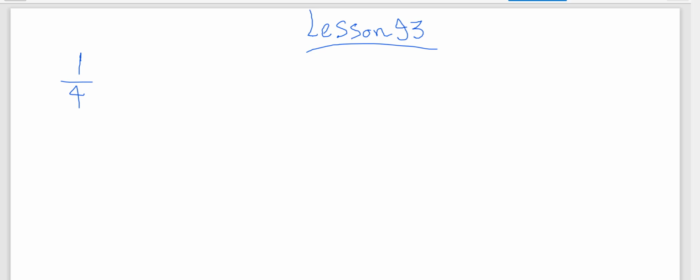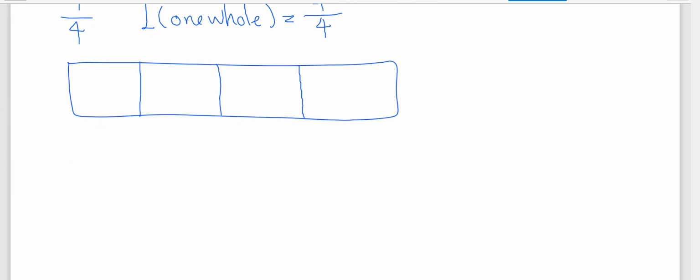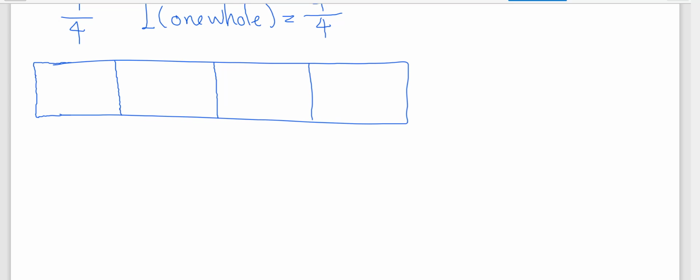We can write a fourth as 1 over 4. We know that 1 whole equals how many fourths? 4 fourths. 4 over 4. Okay. So, if we have 1 whole and divide it into 4 equal parts, at the first, we divided it into 2 equal parts. Then divided each part into halves. So we get 4 equal parts. Each part is called a fourth.